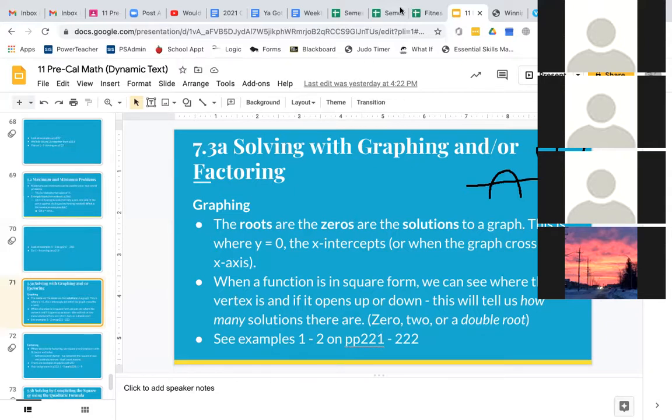Any questions right now? All right, examples 1 and 2, page 221.